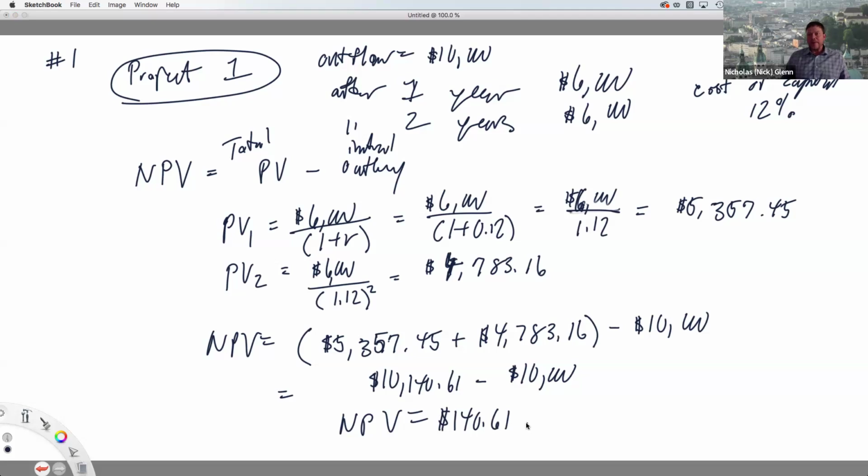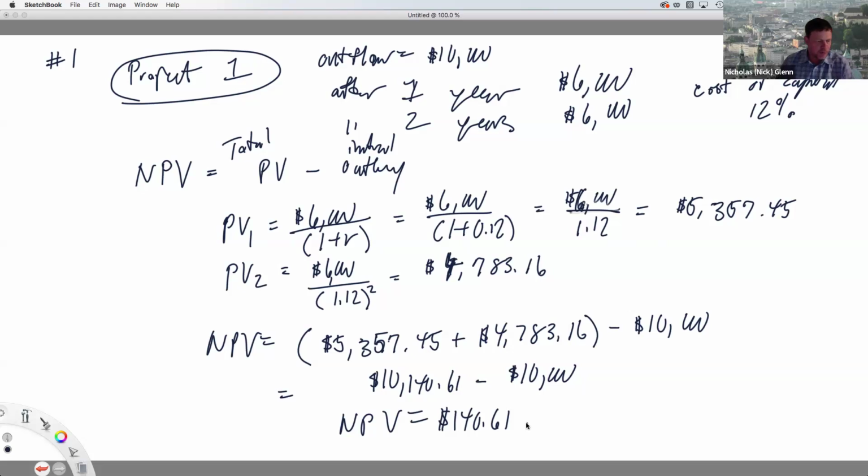$140.61. So what would happen? This company made this investment. They borrowed this $10,000 at a rate of 12% interest, and they received this income, $6,000 a year from now and $6,000 2 years from now. By the time they pay back whoever they borrowed from, the principal and also the interest, and they got this income, they would make a profit of $140.61. So it's a positive profit. All right, so it could potentially be something they do.